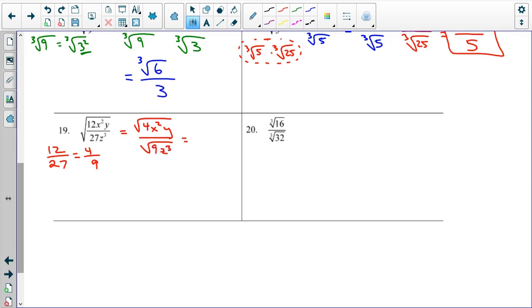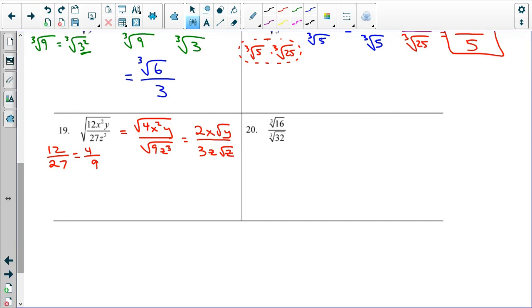So the square root of 4 is 2. The square root of 9 is 3. The square root of x squared is x. The square root of y is just the square root of y. And then the square root of z cubed, I can write that as z times the square root of z.